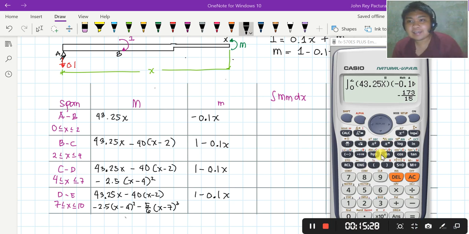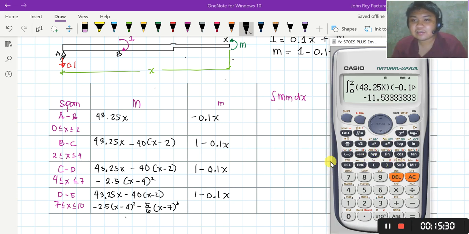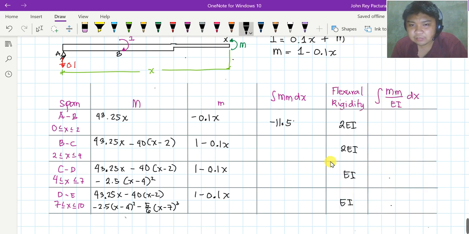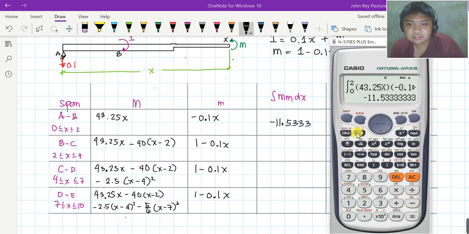Ang magiging sagot natin ay negative 173 over 15, pero gagawin ko siya ngayon class na decimal. So negative 11.5333 siya. Okay? Ang next na i-consider natin is yung BC naman. Same process lang, 43.25x minus 40 ng x minus 2.